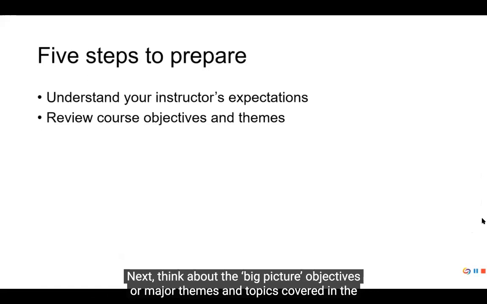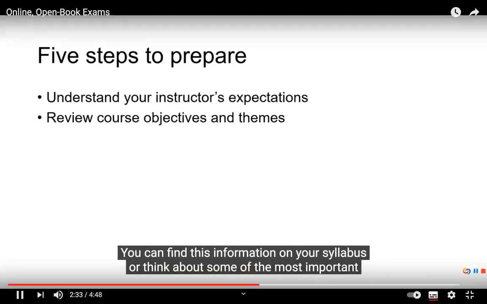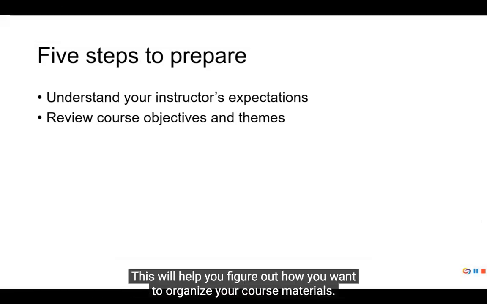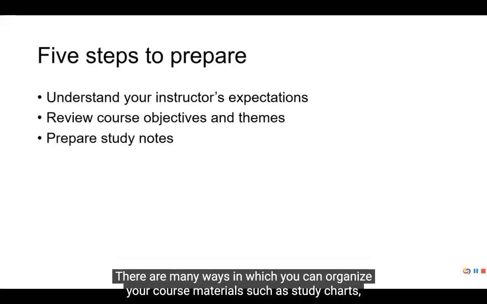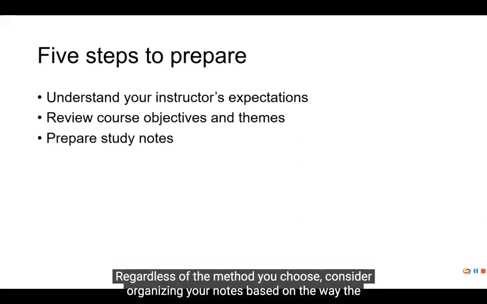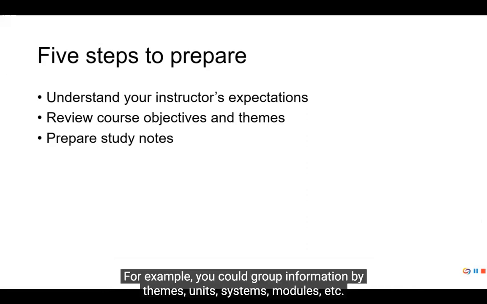Next, think about the big picture objectives or major themes and topics covered in the course. You can find this information on your syllabus, or think about some of the most important readings that your instructor emphasized. This will help you figure out how you want to organize your course materials. There are many ways in which you can organize your course materials, such as study charts, tree diagrams, concept maps, reference or equation sheets, and so on. Regardless of the method you choose, consider organizing your notes based on the way the course is organized. For example, you could group information by themes, units, systems, modules, etc.